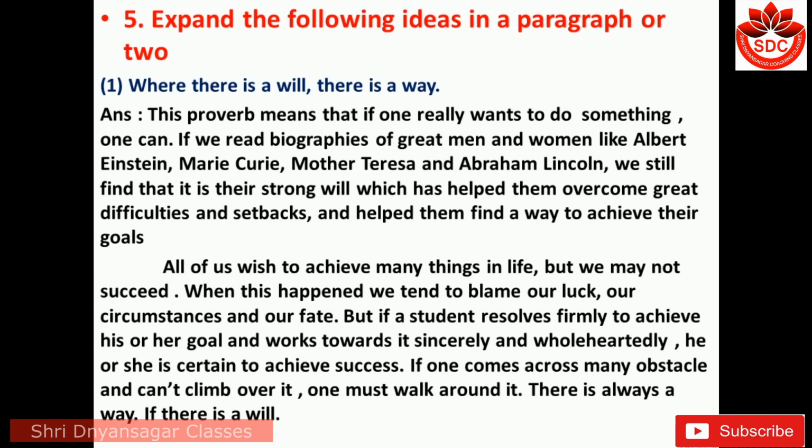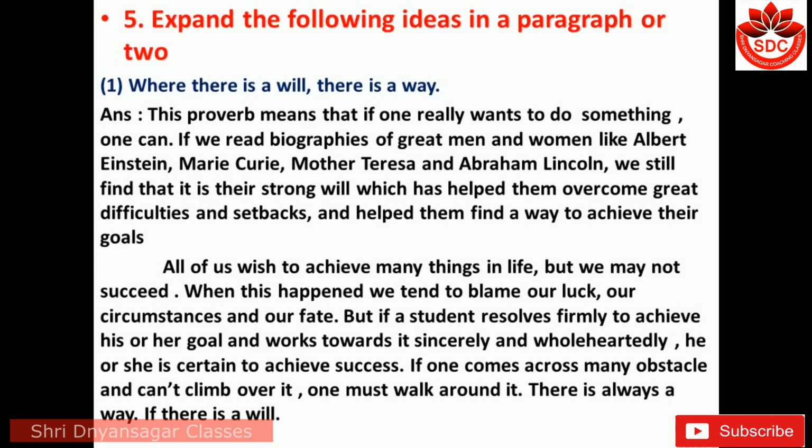If we read biographies of great men and women like Albert Einstein, Marie Curie, Mother Teresa, Abraham Lincoln, we find that it is their strong will which has helped them overcome great difficulties and setbacks and helped them find a way to achieve their goals.